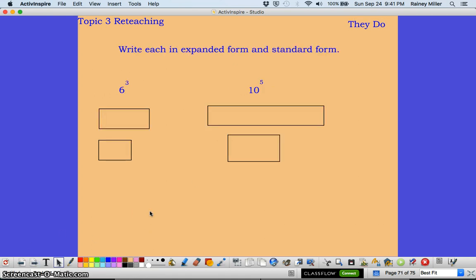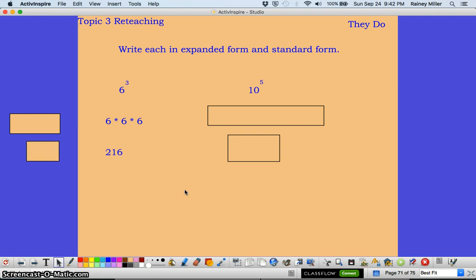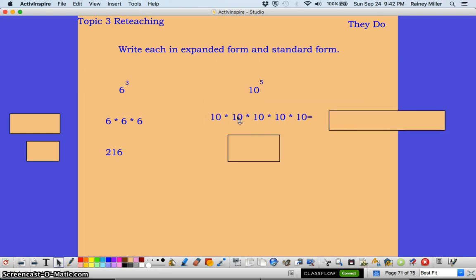All right, let's do some exponents. Go ahead, stop the video, try out these two problems. Remember, you're supposed to put it in expanded and standard form. Okay, so 6 to the third power. That would be 6 times 6 times 6. So if I take 6 times 6 is 36, and then I take it times 6 again, I get 216. Over here, this is 10 to the fifth power, so I would have 5 tens multiplying. So it would be 10 times 10 times 10 times 10 times 10. And if I were to do that, I'd end up with 100,000.